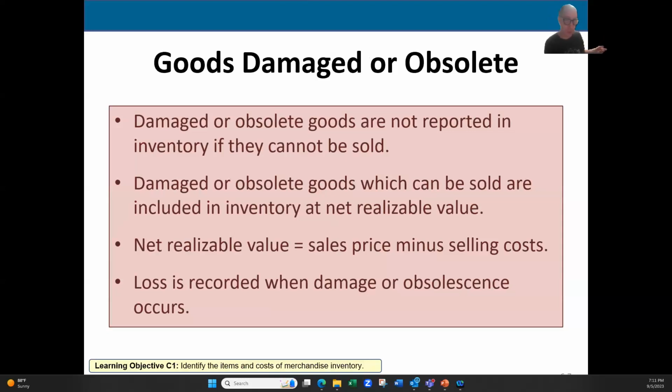We can still, however, sell obsolete goods like the iPhone 14 at what we call a net realizable value. The net realizable value is the sales price minus the selling cost. It's usually worth a little less because it's obsolete. We record a loss when damage or obsolescence occurs, meaning if the sales price is less than the cost, it's a loss.